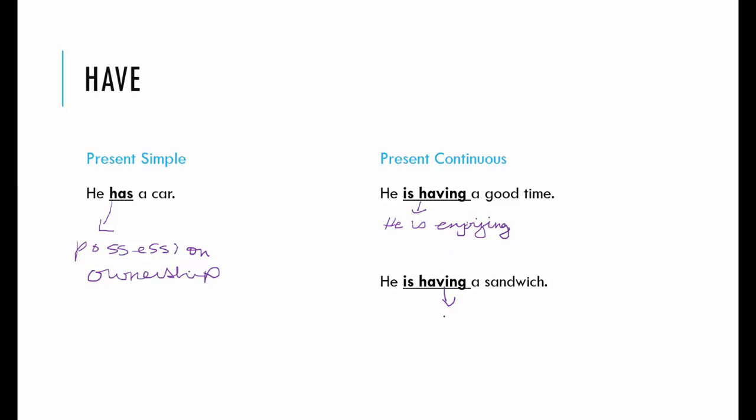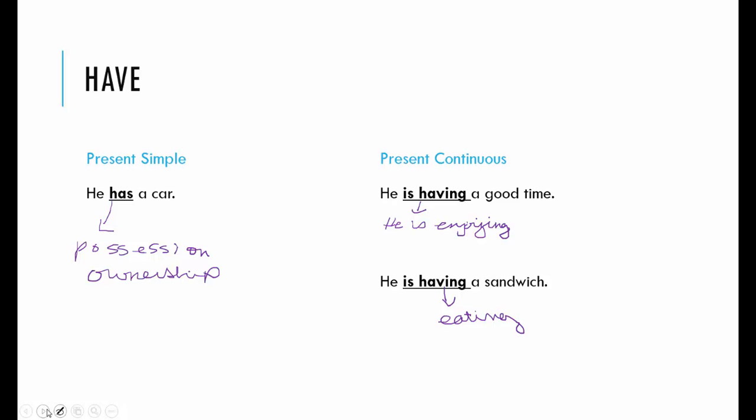It means he is having. You could say he is enjoying a sandwich, but it also kind of means he's eating it. So if you say he is having a car, it would really mean that he's eating it, and that sounds funny because you're not eating your car. So those are the two with have.